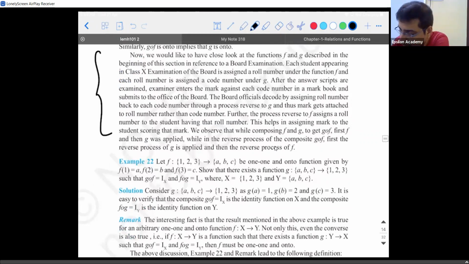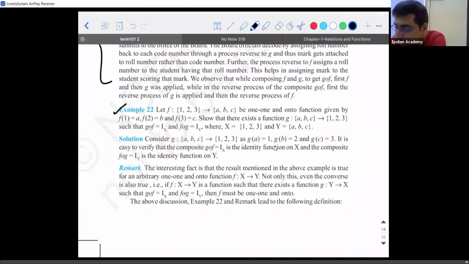Okay, so let's look at example 22. Let f be a function mapped from {1, 2, 3} to {a, b, c}, which is one-to-one and onto, given by f of 1 is a, f of 2 is b, f of 3 is c. Show that there exists a function g mapped from {a, b, c} to {1, 2, 3}, that is exactly the reverse order, such that g circle f is equal to I of X and f circle g is equal to I of Y.